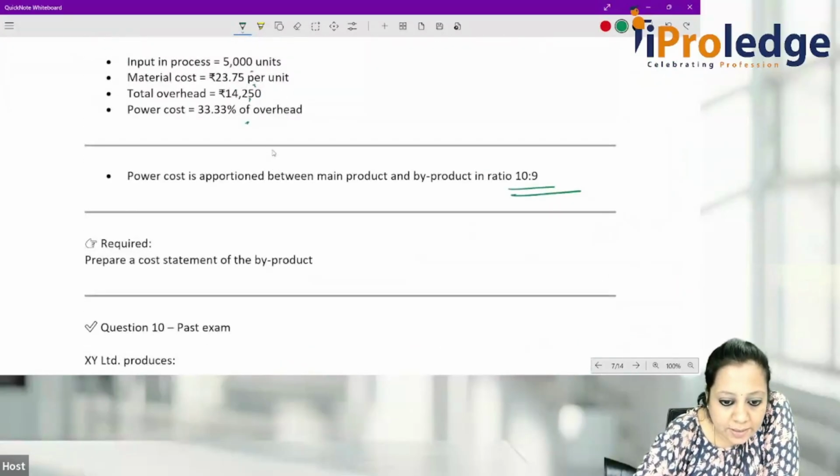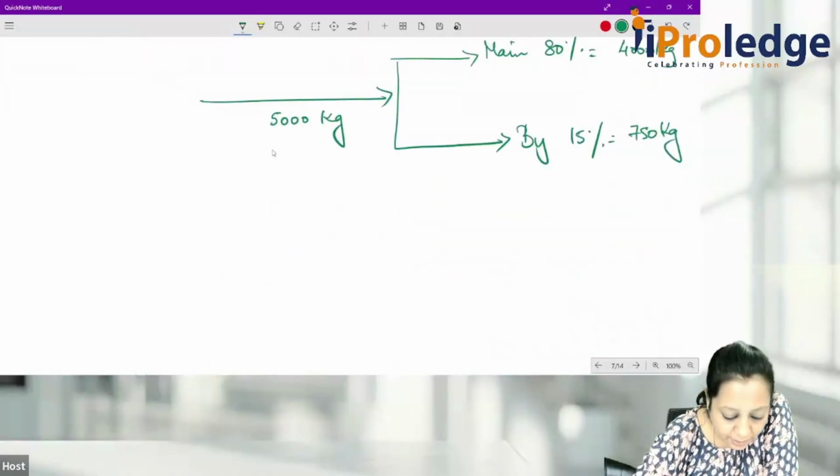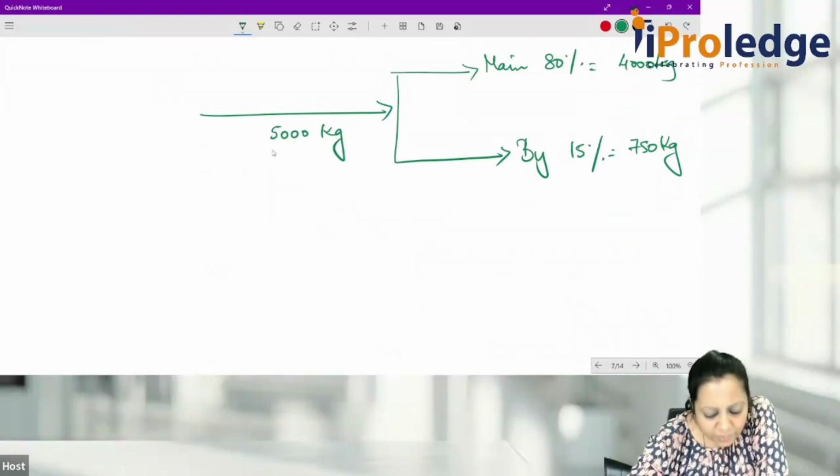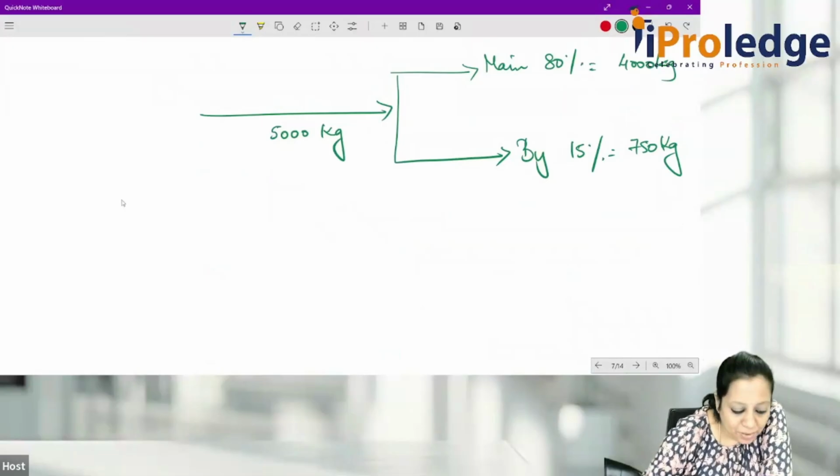What have they asked in the question? Prepare a cost statement of the byproduct. We'll do joint and byproduct together. So now we will proceed.